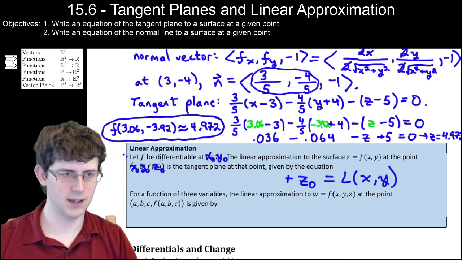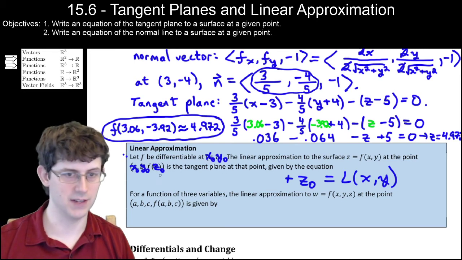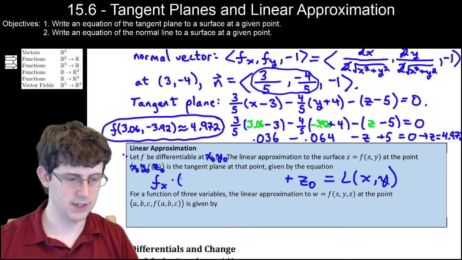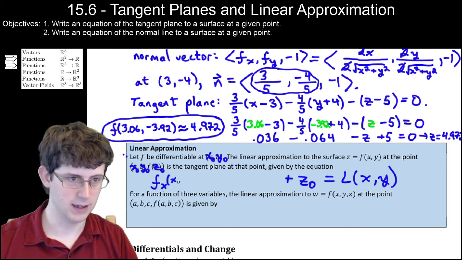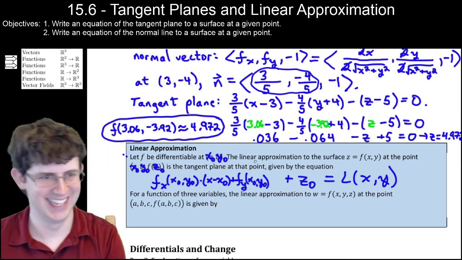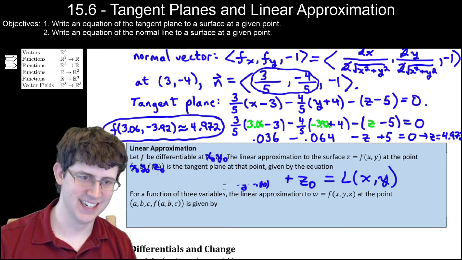If the function's differentiable at x naught, y naught, then the linear approximation at the point x naught, y naught, z naught is the tangent plane, which is given like this. fx at the base point times x minus x naught plus fy at the base point. This hasn't gone very well. Let's start earlier.